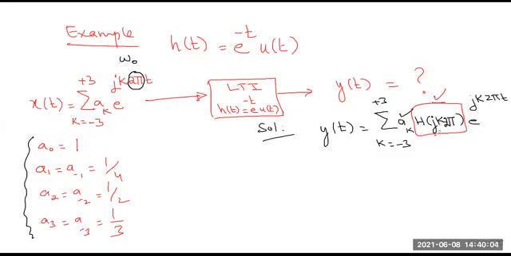Let me call these Fourier coefficients b_k. So b_k are the Fourier coefficients of output, and b_k is equal to a_k multiplied with this function. So first of all, we need to find out this function. What is the general form of this function?